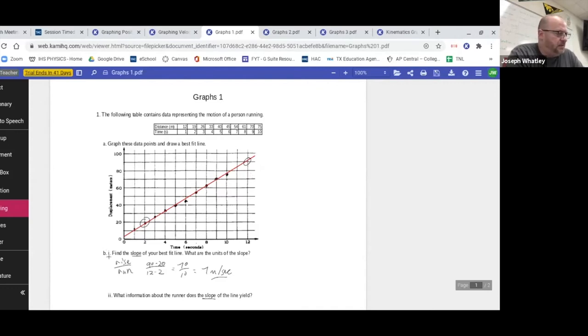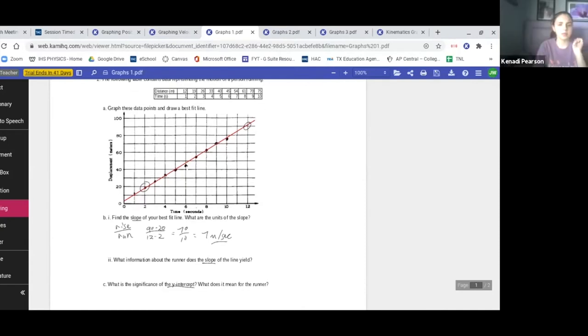So let's look at B, slope. We know that that's rise over run, change in y over change in x. So I had 2 at 20 and 1 at 290. Those are my two coordinates. I did my subtraction, got 70 over 10, did my division, and I got 7. It says, what are the units of the slope? Well, it's meters over seconds, because my y-axis is meters and my x-axis is seconds, so it's meters per second. You get that straight from the graph.